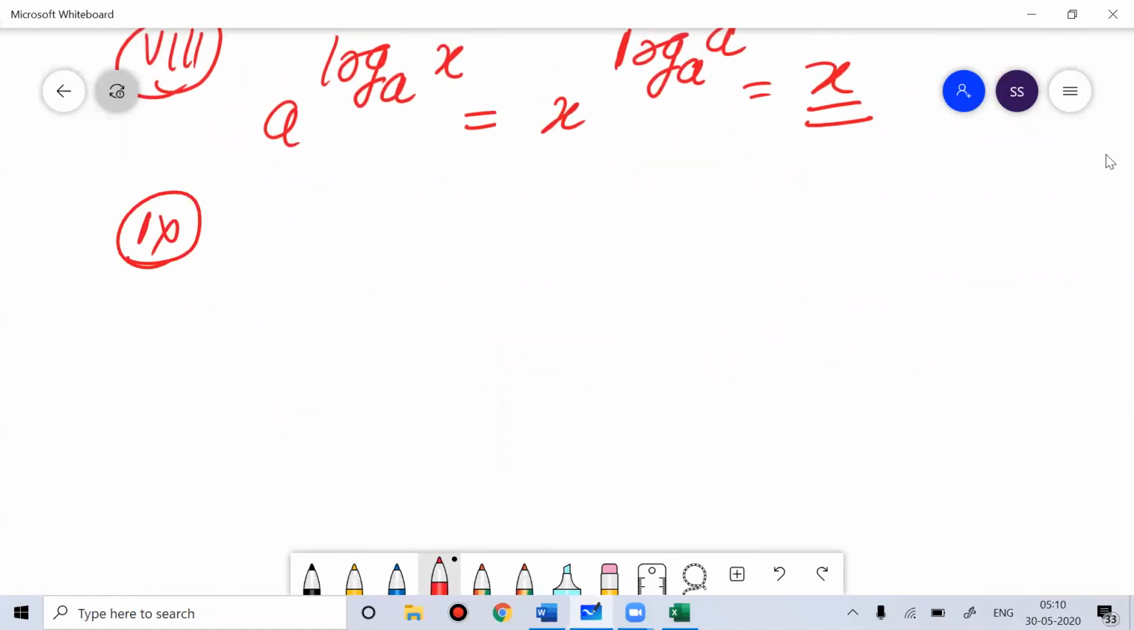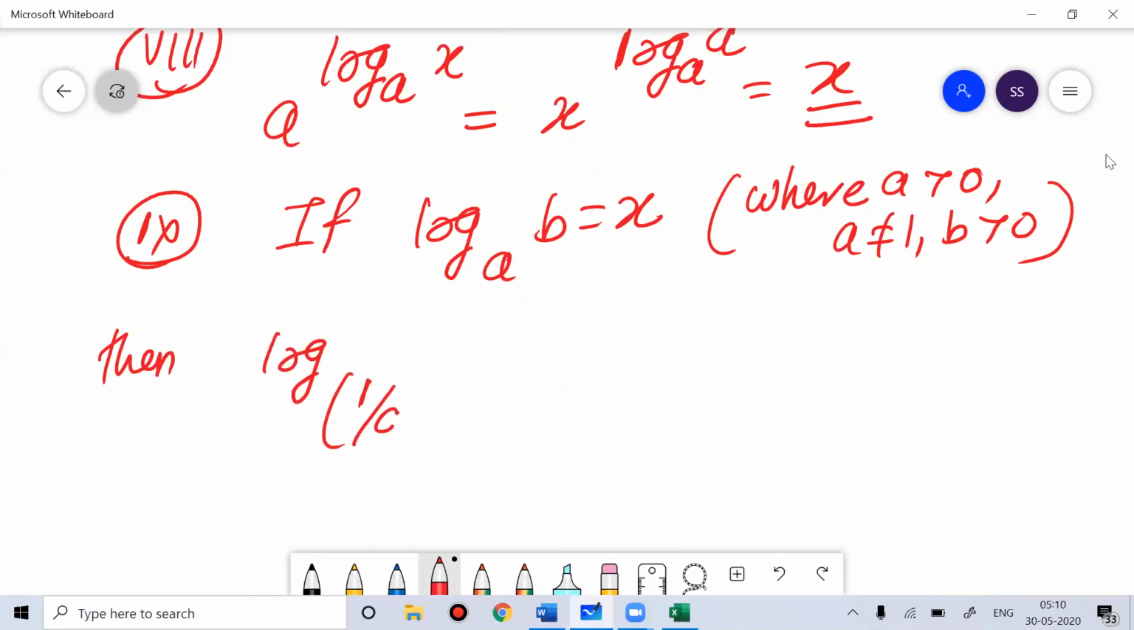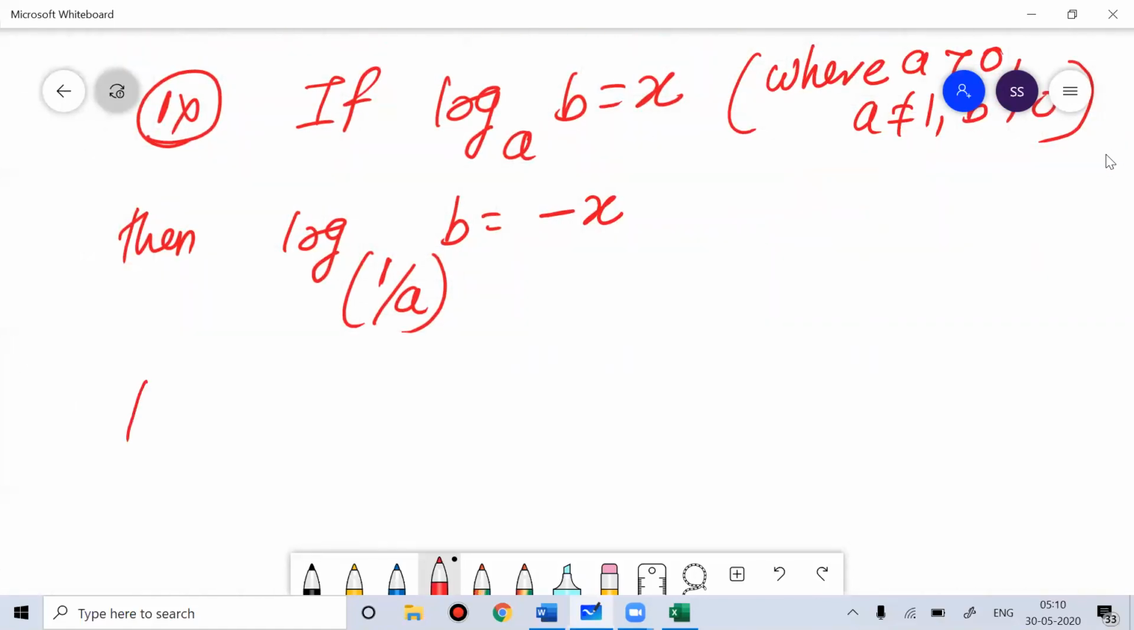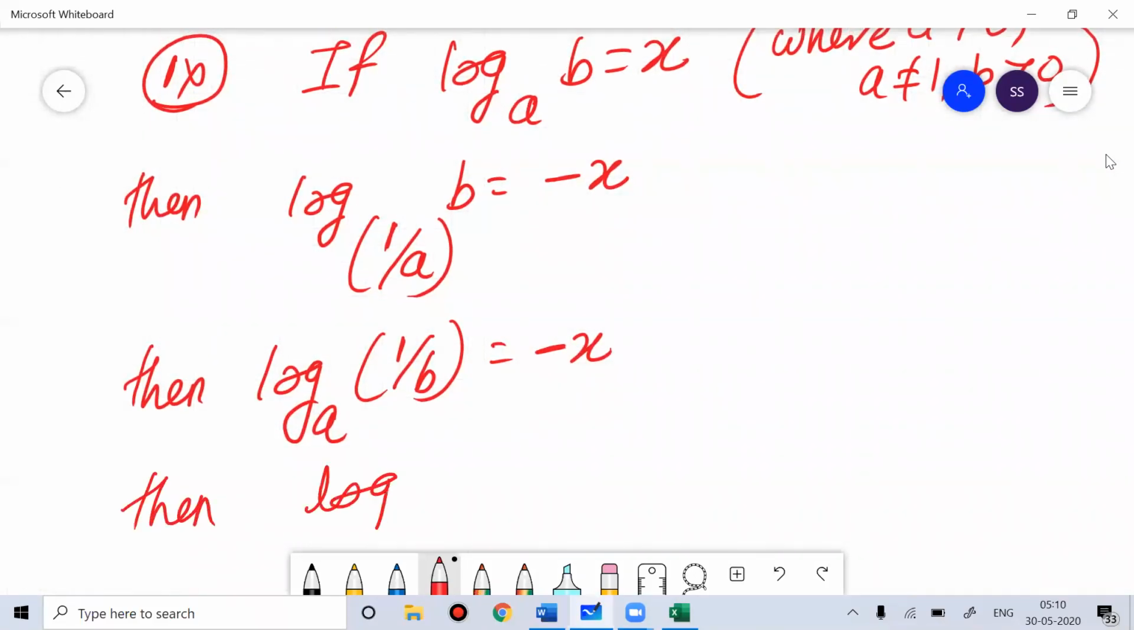Now suppose log base a of b is equal to x, where a is greater than 0, a is not equal to 1, and b is greater than 0. Remember this. Then log with base 1 by a will give you minus x. Then log with base a of 1 by b will give you minus x. Same logic. And then log with base 1 by a and argument 1 by b will give you x. You can understand this part.